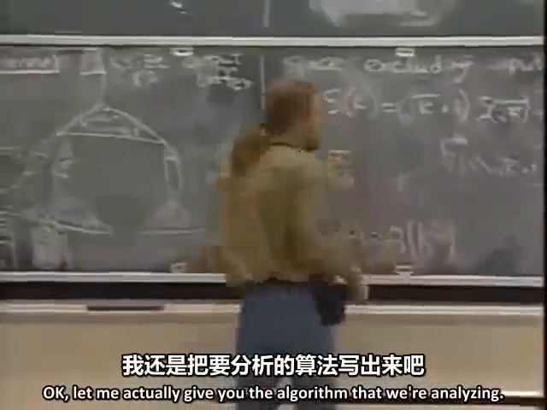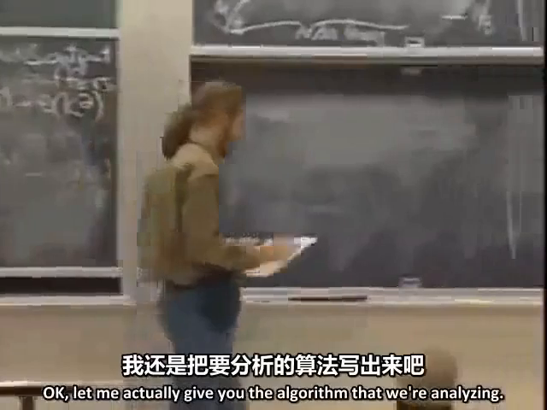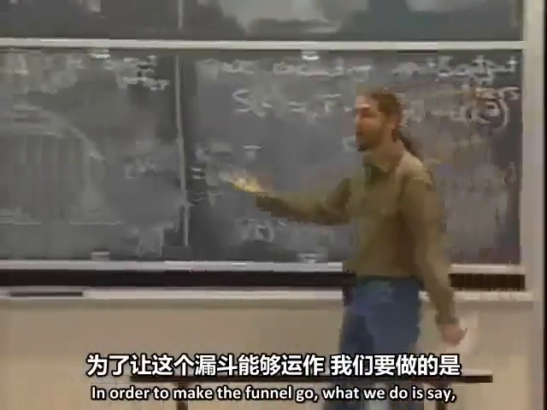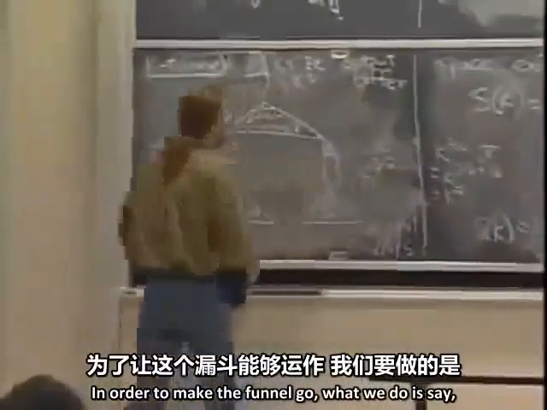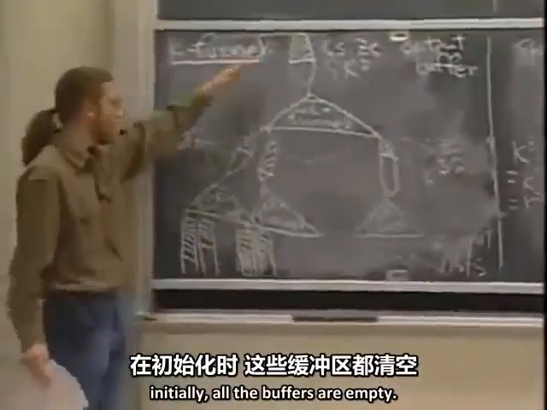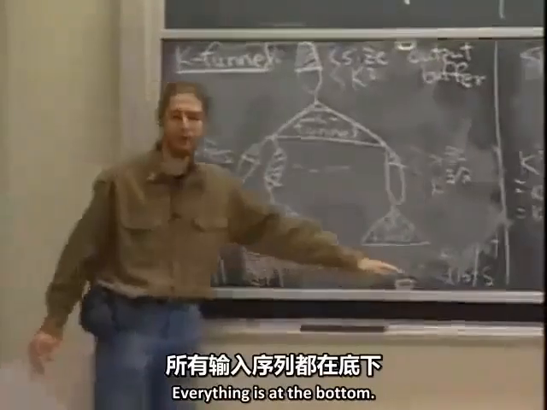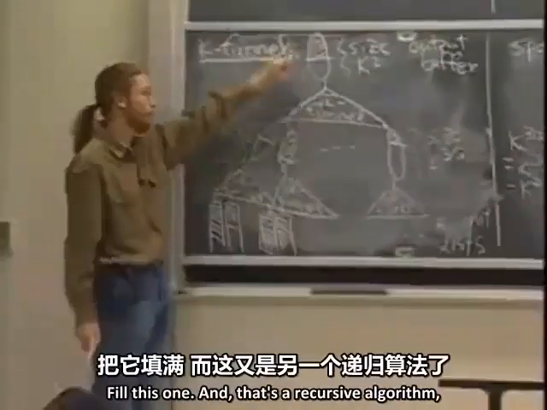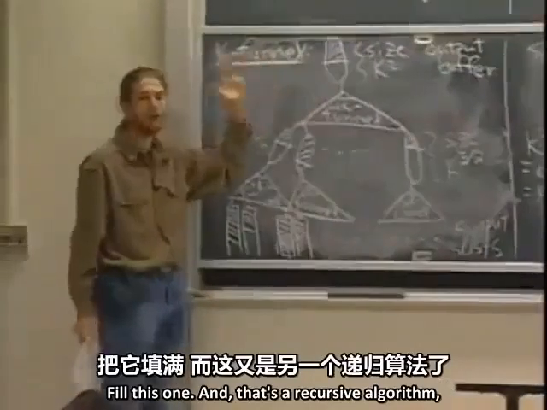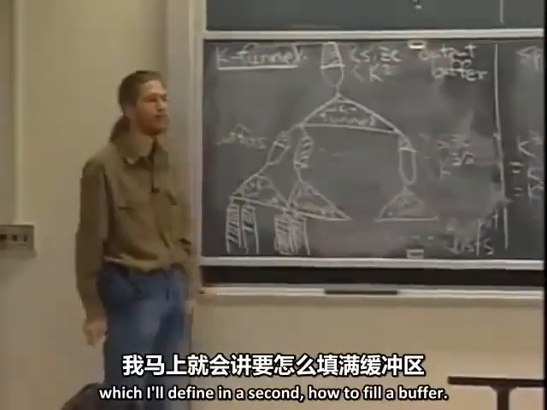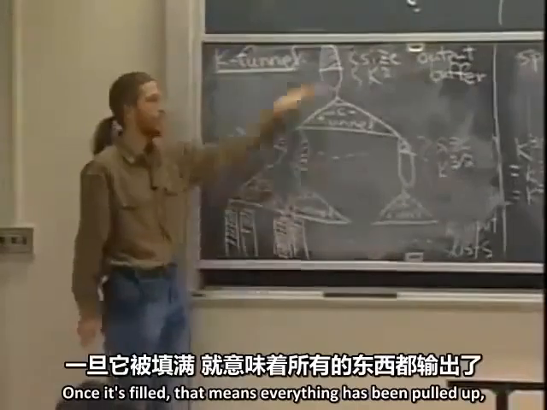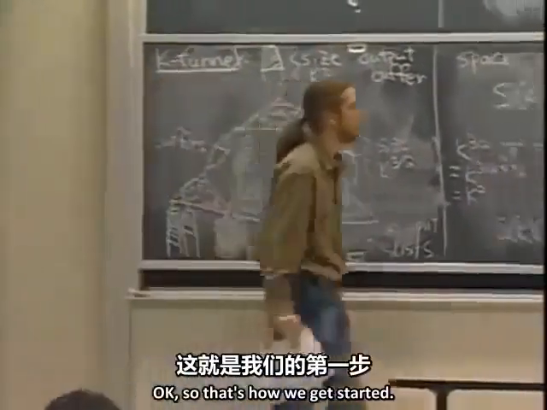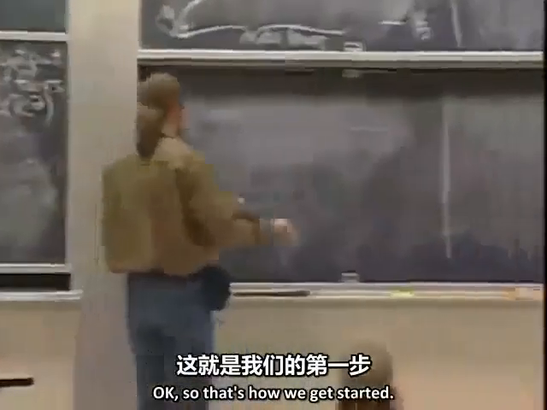Okay, let me actually give you the algorithm that we're analyzing. In order to make the funnel go, initially all the buffers are empty, everything is at the bottom. What we're going to do is fill the root buffer. That's a recursive algorithm, which I'll define in a second, for how to fill a buffer. Once it's filled, that means everything has been pulled up and then it's merged. Okay, so that's how we get started.